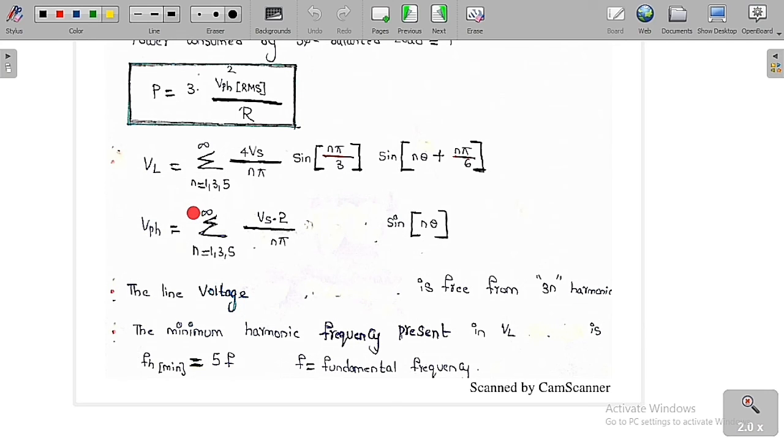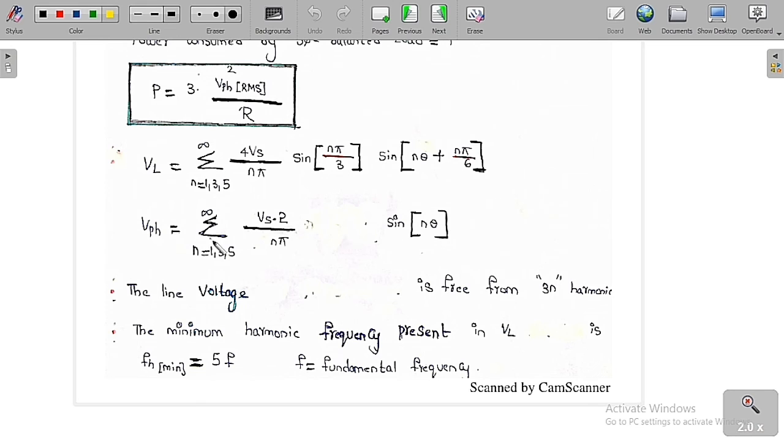So now we are going to find the expression of the line voltage. As I've already told you, it is basically a periodic signal, and whenever there is a periodic signal, we can write it in terms of the Fourier series. So after writing the Fourier series, we get the expression VL equal to sigma n equal to 1, 3, 5 up to infinity of 4 Vs by n pi into sine of n pi by 3 into sine of n theta plus n pi by 6. So this is the overall expression of the line voltage.